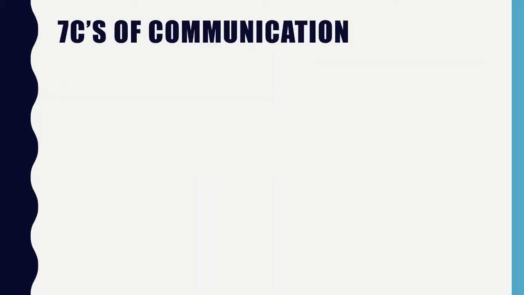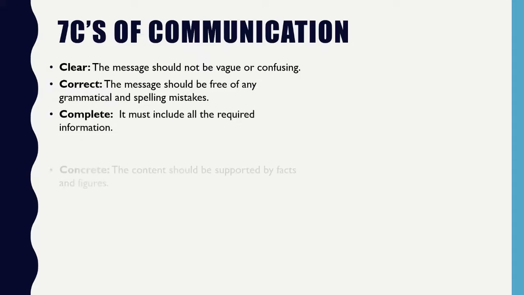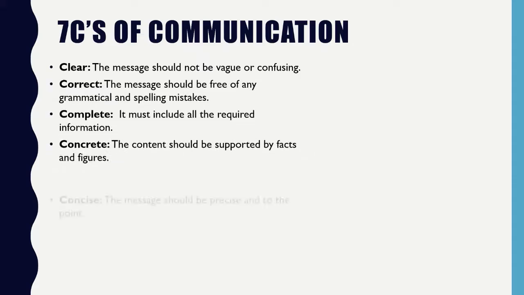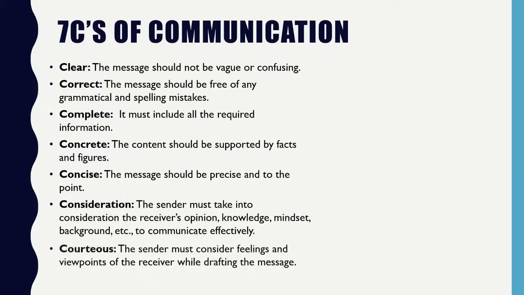The first step to learn the writing skill is the 7 Cs of communication. First, clear. Second, correct. Third, complete. Fourth, concrete. Fifth, concise. Sixth, consideration. And seventh is courteous. So one by one, we will discuss them.